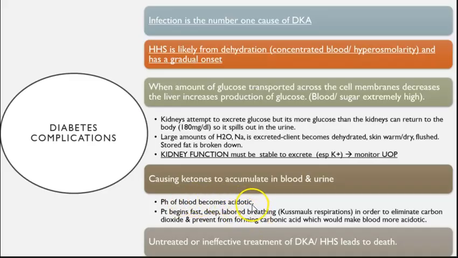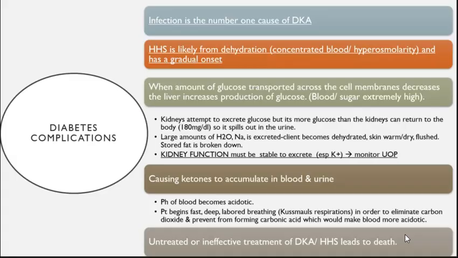So if our patient is in metabolic acidosis, because of the breakdown of the fat, we get lactic acid, we get ketones, our pH starts to drop, we become acidic. How does our body compensate? By breathing rapidly. Our lungs are going to excrete the CO2, the portion of acid that they have, to kind of hope and pray that the pH goes up a little bit. We call this Kussmaul's respiration. It's in order to eliminate carbon dioxide and prevent forming a carbonic acid that will ultimately make the blood more acidic.